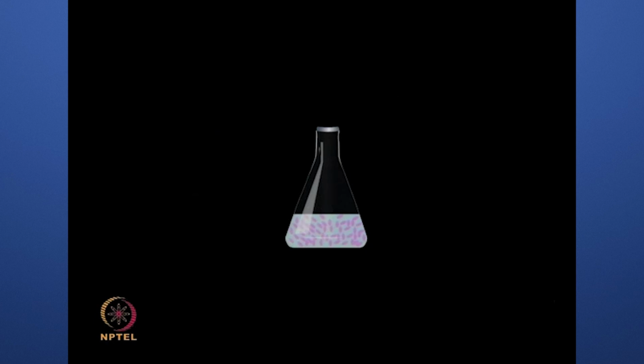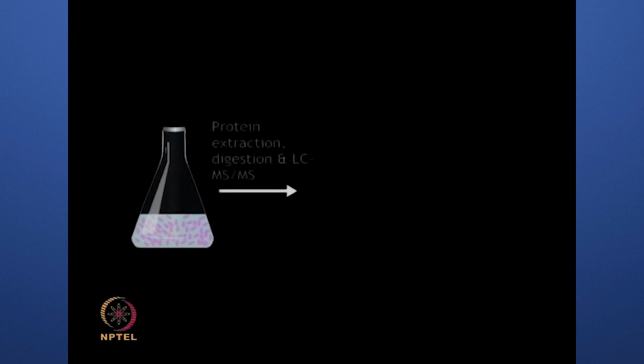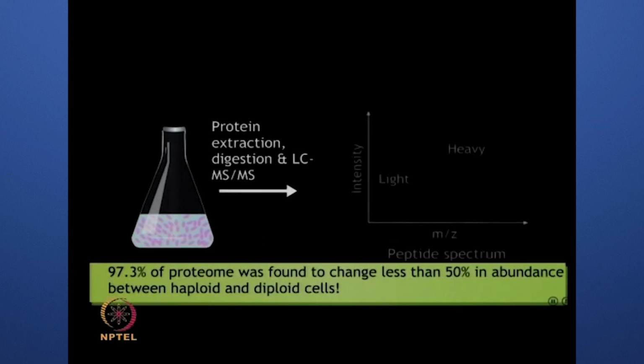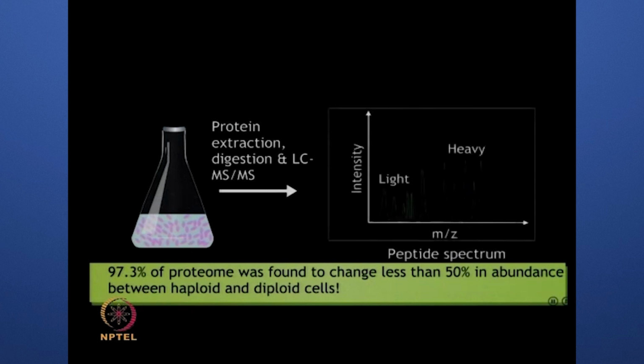The cultures were mixed, proteins extracted and analyzed by LC-MS. The protein ratio between the haploid and diploid cells was determined with very high accuracy. The comparison revealed that 97.3% of the proteome changes less than 50% in abundance between haploid and diploid yeast cells.